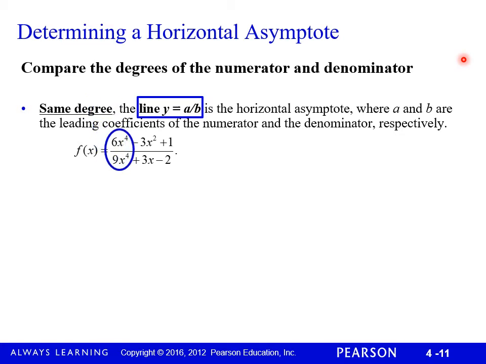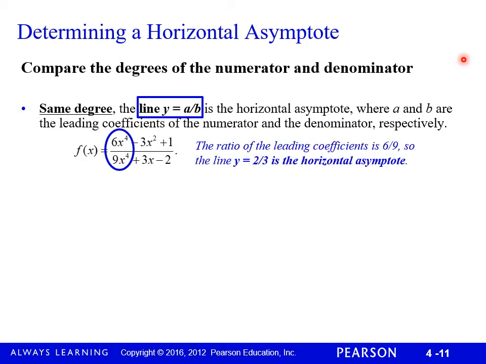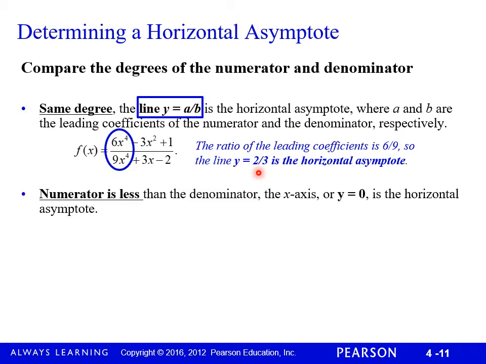And these are the leading terms, 6x to the fourth over 9x to the fourth. So the coefficients of these leading terms is where our horizontal asymptote is. So our horizontal asymptote is y equals 2/3. That's just 6/9 reduced to 2/3. All right? So when the degree of the numerator is the same as the degree of the denominator, we look for the leading terms and we take the coefficients of them, the fraction coefficients, and we have 6 over 9, or reduced, it's y equals 2/3.